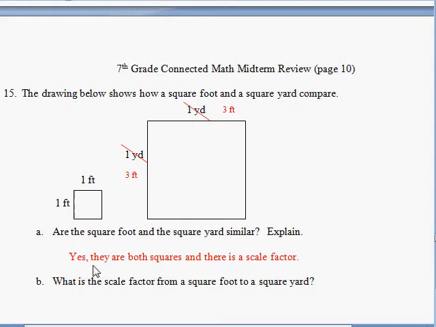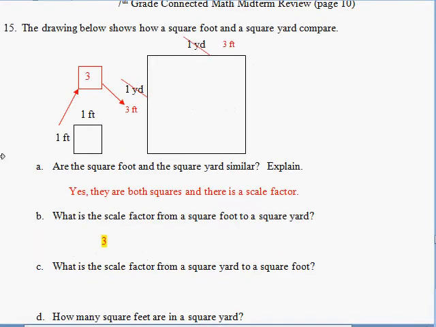So yes, they are similar, they are both squares, but more importantly, there's a scale factor. What is the scale factor from a square foot to a square yard? Well, we just figured that out. 1 times what is 3, and it's 3, so the scale factor would be 3. Alright, I have the graphic showing here. 1 times 3 is 3. So we have our answer. Scale factor from a square foot to a square yard is 3.